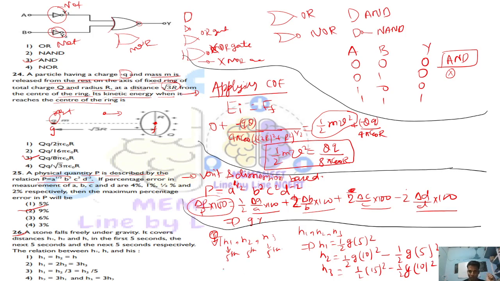When you solve it out and calculate h1, h2 and h3, h1 will become h2 by 3 and h3 by 5 times. I have already solved it out.